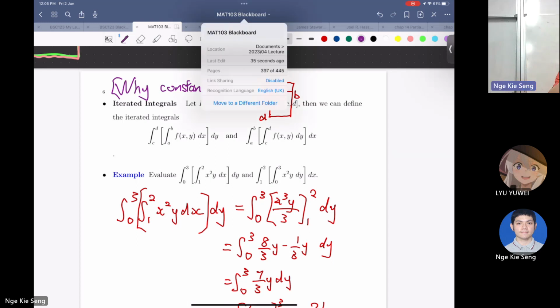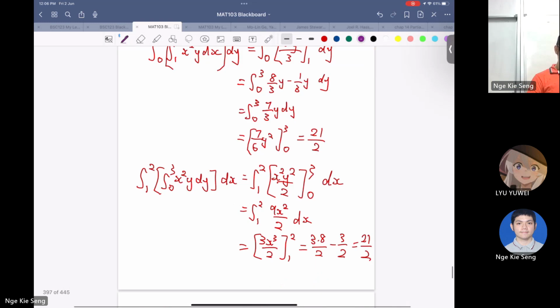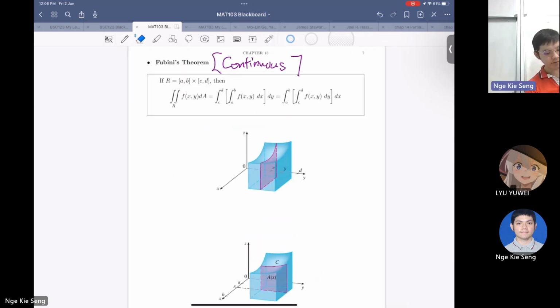So just now, Mingxiu asked why we can treat one of the variables as a constant when we do the integral with respect to the other variable. We need to address this, and we will come back to it. And then for Fubini's theorem here, do we really need f to be continuous, or do we just make sure our domain is a rectangle? Next time I will address this.